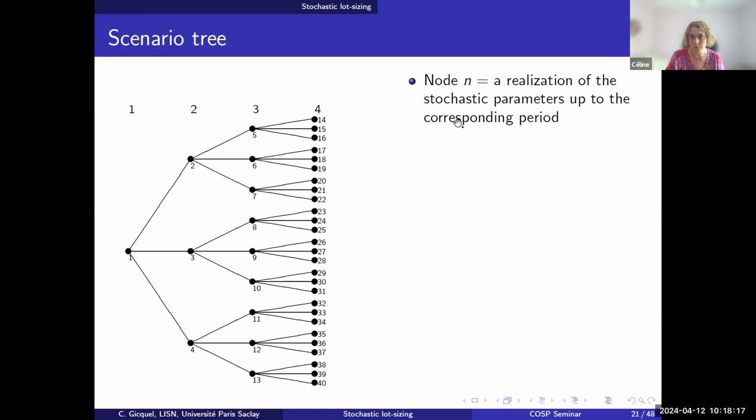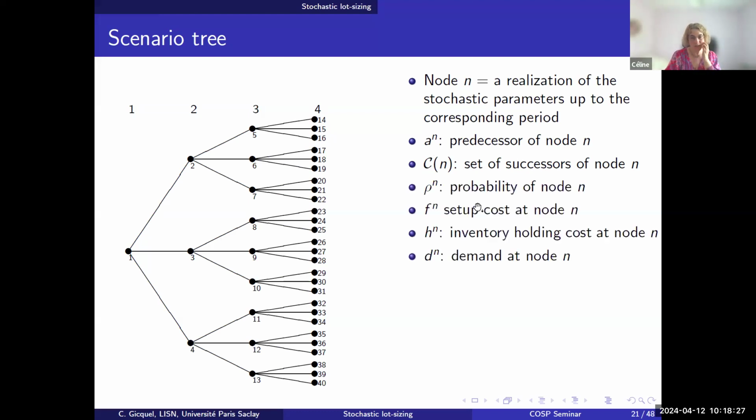Each node corresponds to a realization of the stochastic parameters up to the corresponding period. We have for each node a single predecessor in the tree and a set of children, and each node has a given probability of occurrence, and it corresponds to a given value of the setup cost, inventory holding cost, and demand.